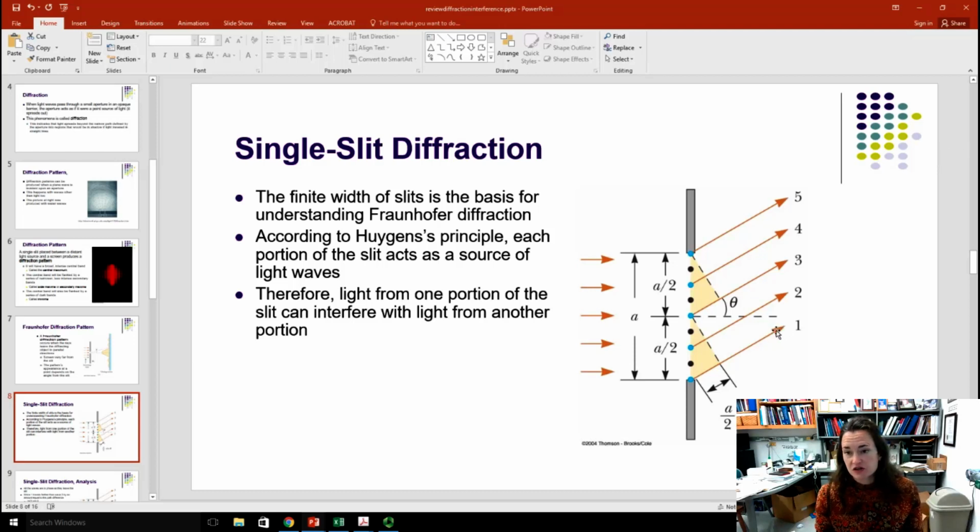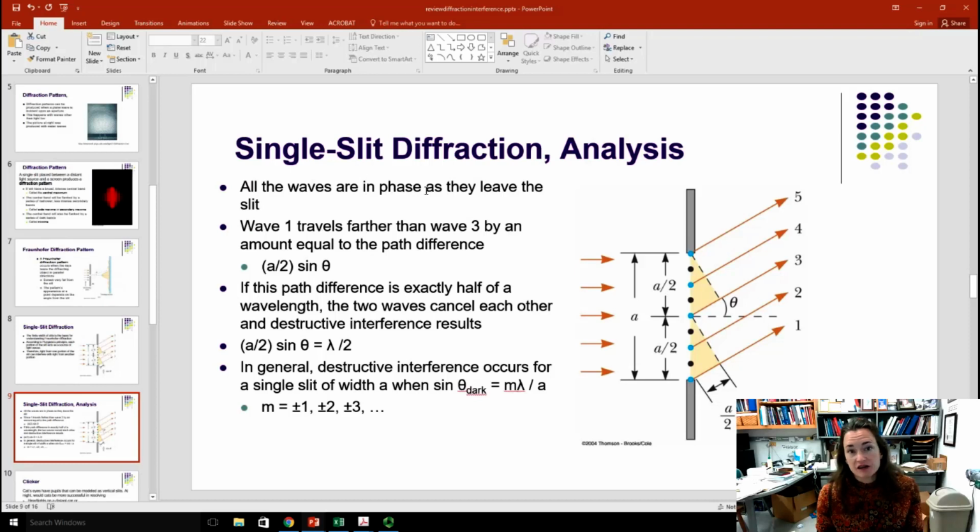And then at that angle theta, it would be at one specific point on the screen far away. And then you can see that there are neighboring light rays. Here we've labeled light ray 1 through 5. Now all the waves are in phase as they leave the slit. You can picture a laser light source, for example, where the waves are all in phase, at the same point, and have the same wavelength. So they're in phase when they hit the slit. But once they get to the point far away on the screen, the waves will have traveled a different distance to get there.